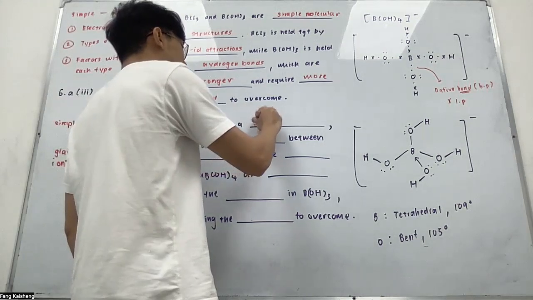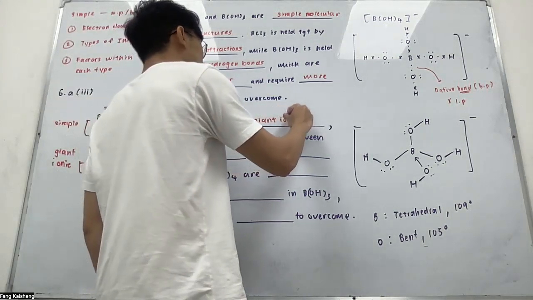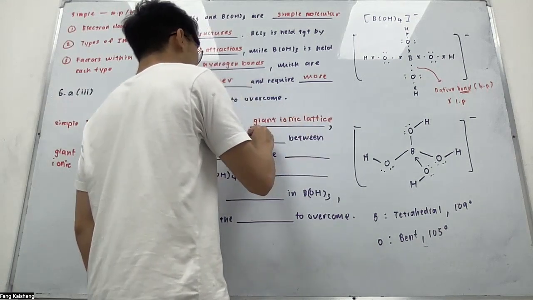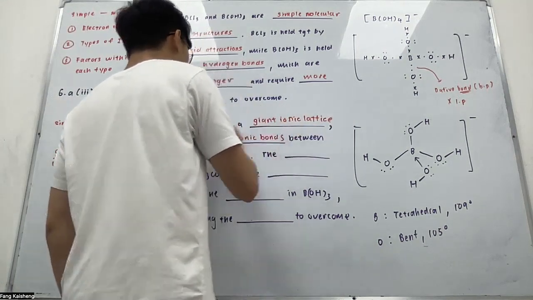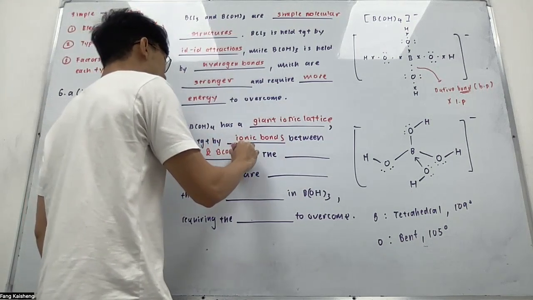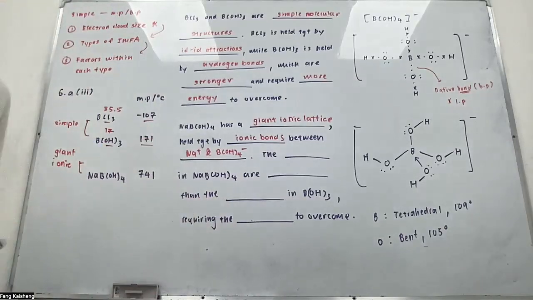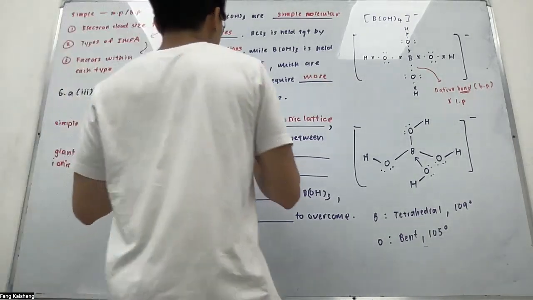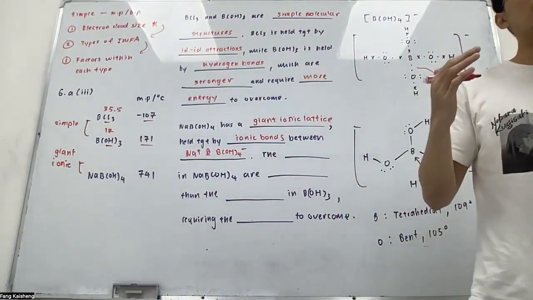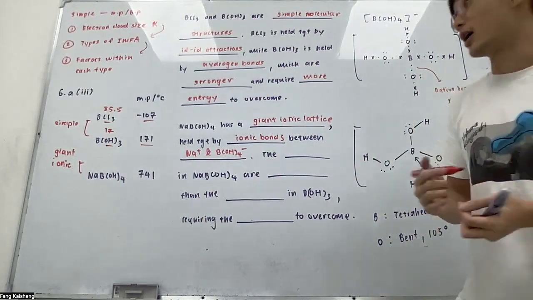You have identified this correctly. As a giant ionic lattice, it has strong ionic bonds, or you can just say ionic bonds, between the cation and the anion, which you need to specify. Between Na+ and BOH4-. Don't tell me cations and anions, that one's not specific enough. It's very clear that ionic bonds are stronger than intermolecular forces, right? So that's why it has the strongest bonds, most energy to overcome.